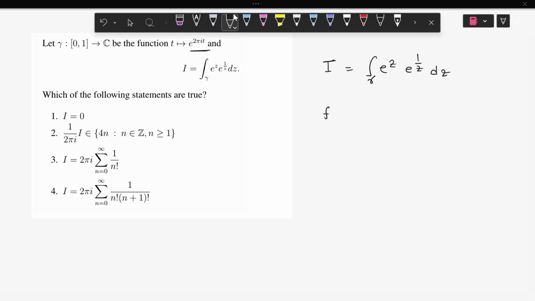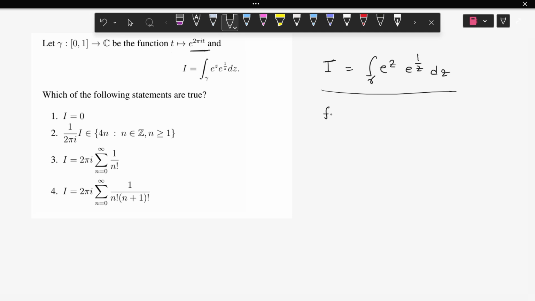goes to e to the power 2 pi i t. I is equal to the integration over gamma of e to the power z times e to the power 1 by z. This is the function gamma. This is the I, and which of the following statements is true? What will be the value of I?